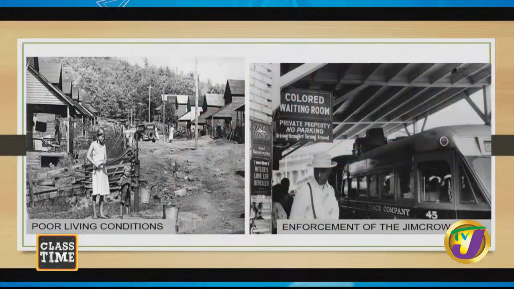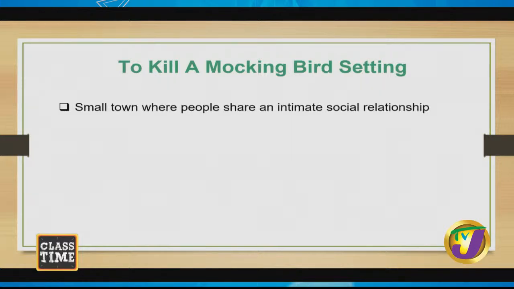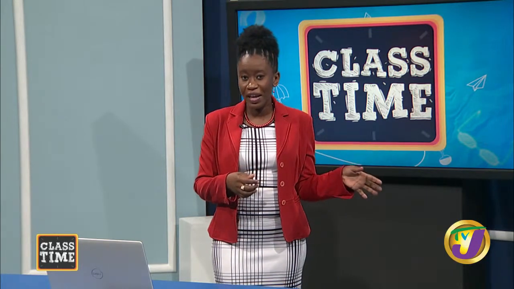My question for you is, having discussed that, can you see any elements of the real Alabamian society being reflected in the novel To Kill a Mockingbird? Let's see. The actual setting of To Kill a Mockingbird is described as a small town where people share an intimate social relationship. If you recall the first chapter of the novel, Scout tells us that Maycomb, a fictional town in which the story is set, was a lethargic place. She said there wasn't much to do, and even if there was anything to do, there wasn't much to do it with. There was nowhere to go, no money to buy anything, and not much to buy anyway. Does that sound like what was happening in the real Alabama?